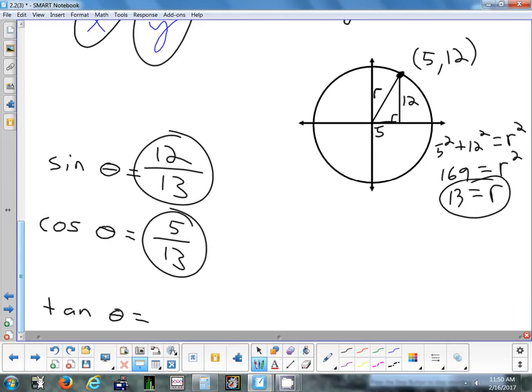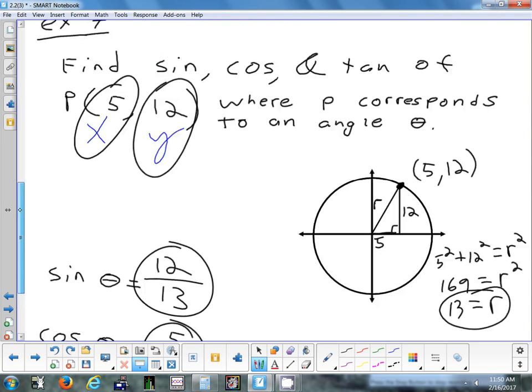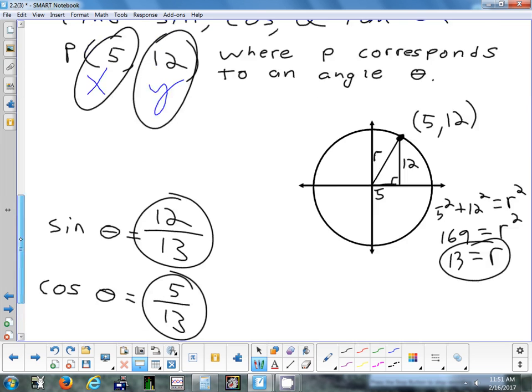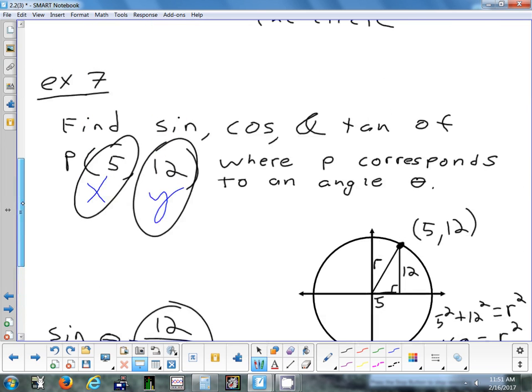In the last one, we already saw a tangent. It stayed the same. So what's going to be the answer for tangent? Yeah, it's going to be y over x, or 12 over 5. Okay, so only extra step when you have a coordinate that's not on a unit circle, use the Pythagorean theorem with these two numbers. That squared plus that squared equals r squared.